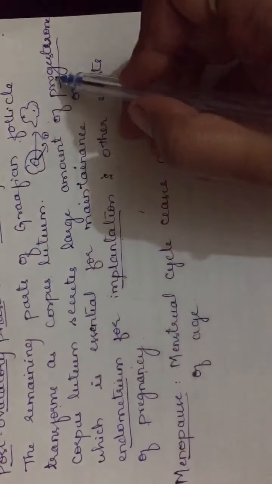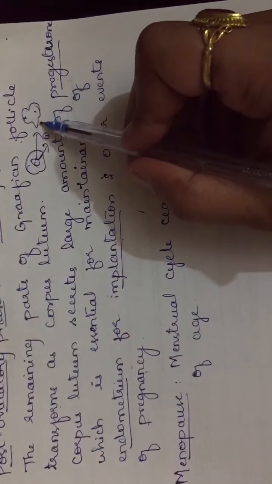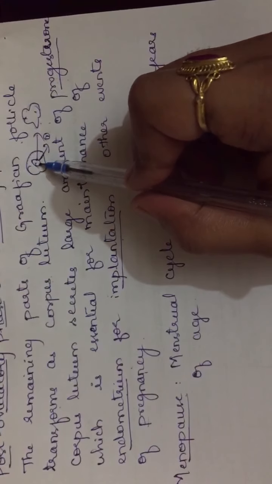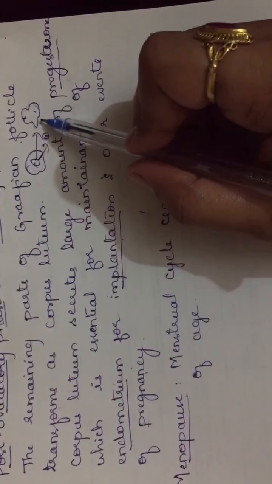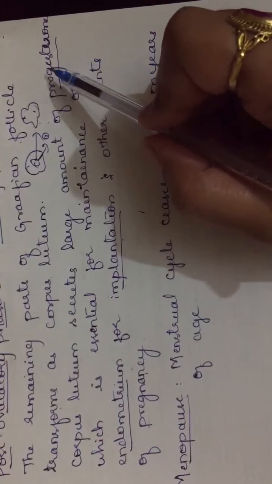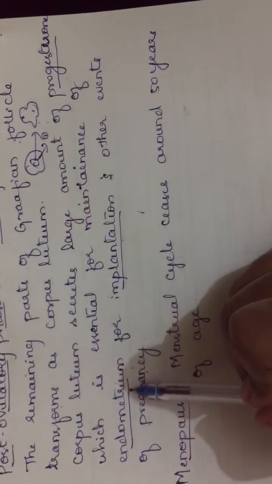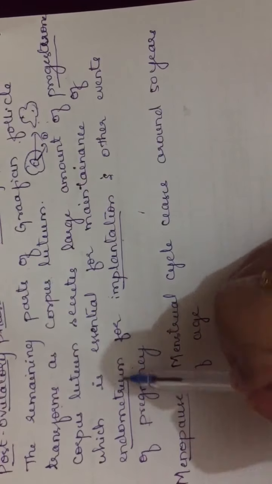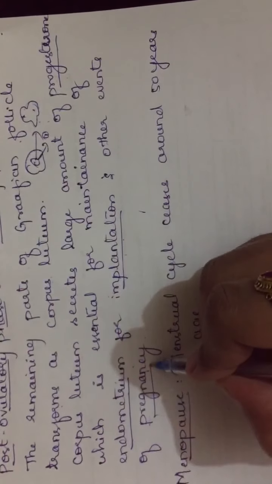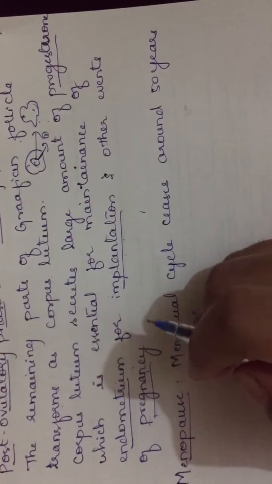Okay, so progesterone is secreted by what? It is secreted by corpus luteum. Corpus luteum is formed from what? After ovulation, the leftover part of the Graafian follicle is getting transformed into corpus luteum. This corpus luteum will secrete a hormone called progesterone. This progesterone is helpful for maintaining the endometrium, and this endometrium is useful for implantation, and only after implantation is pregnancy confirmed. Okay, right.